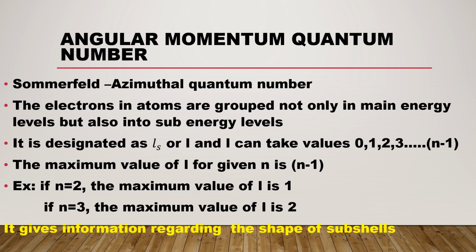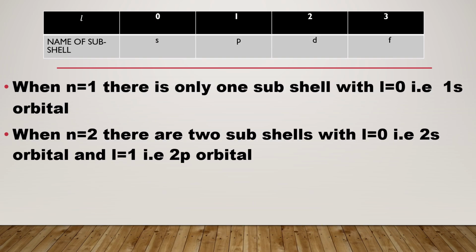l gives information regarding the shape of the subshell. For various l values, the subshells are named as follows. For l equals 0, the subshell is named s. For l equals 1, p. For l equals 2, the subshell name is d. And for l value 3, the subshell is named f.